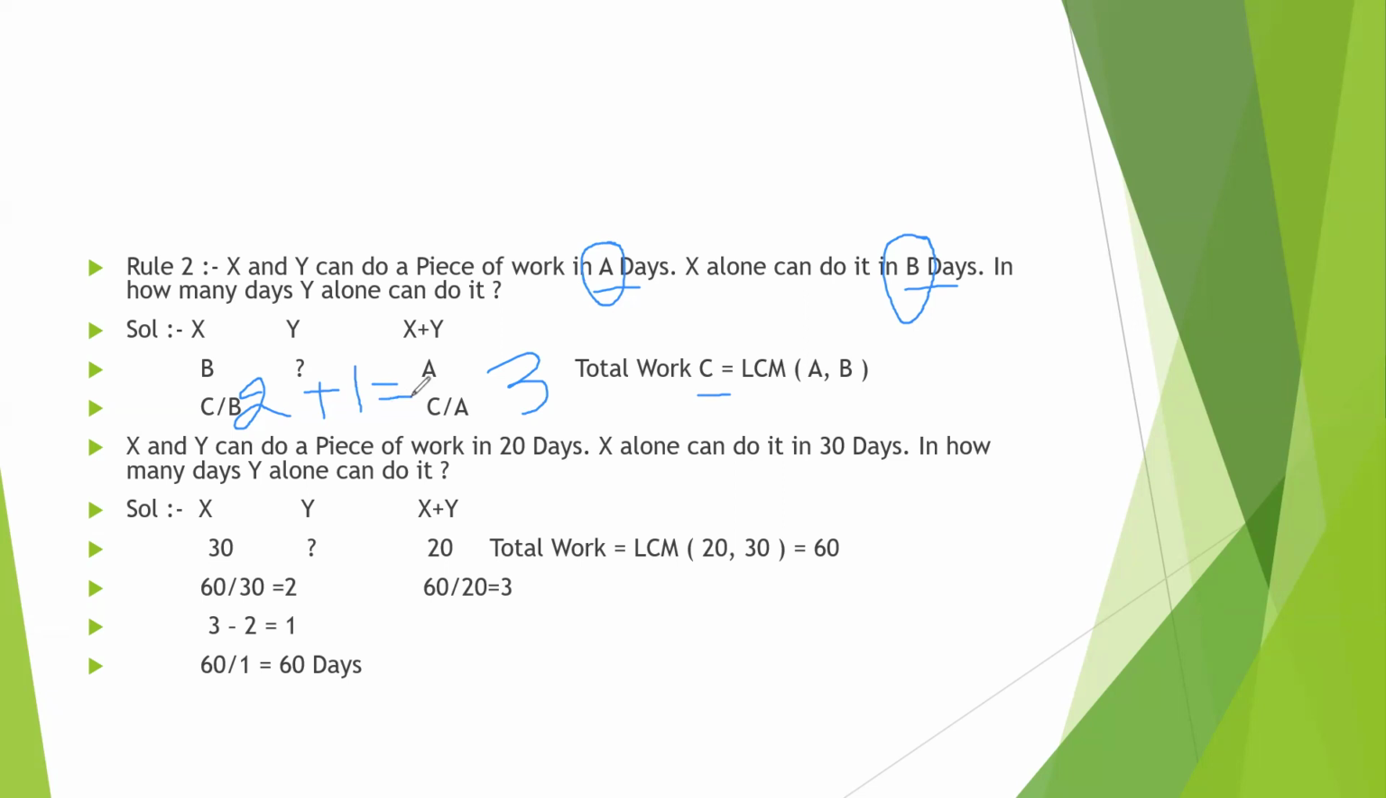But this is just an example. Now let's see one example so we can easily understand this. X and Y can do a piece of work in 20 days, and X alone can do the piece of work in 30 days.